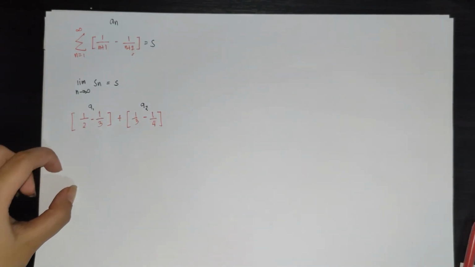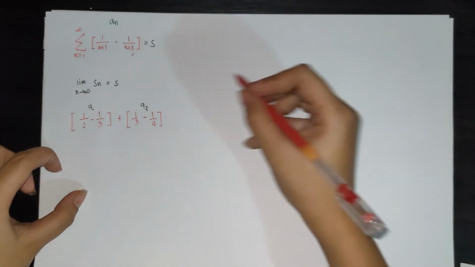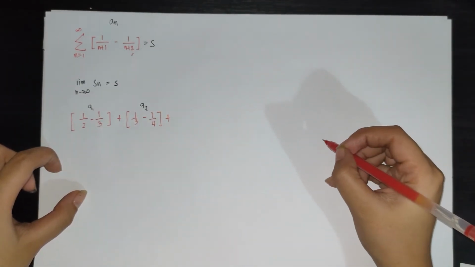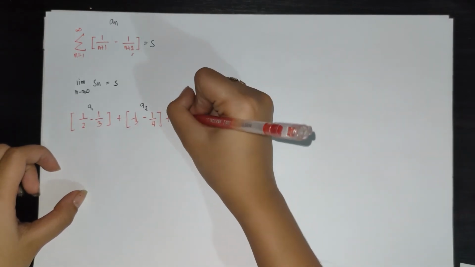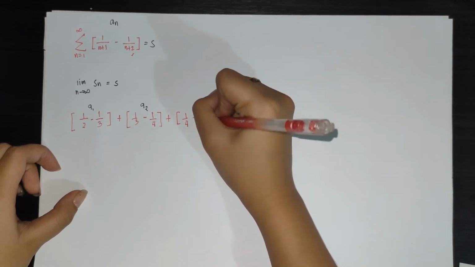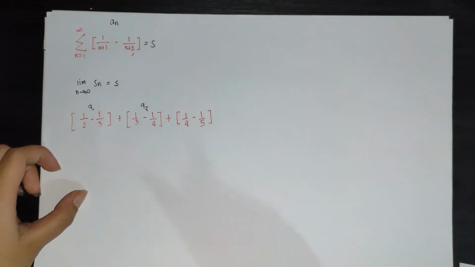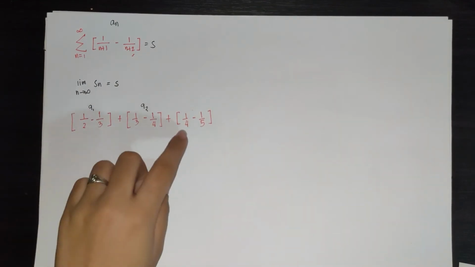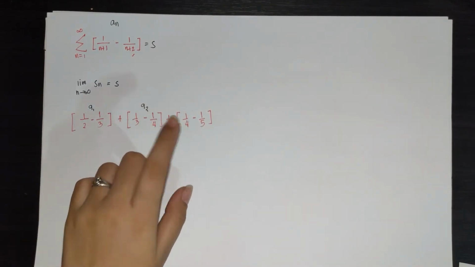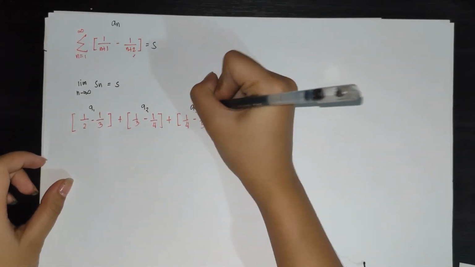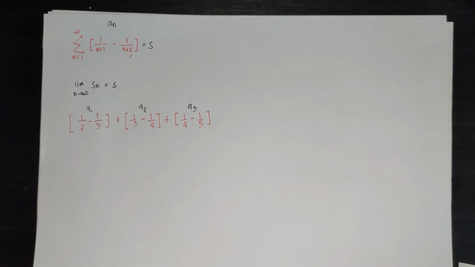So let's find the third term. So 3 plus 1 is 4, and 3 plus 2 is 5. So this becomes 1 over 4 and 1 over 5. And so this is a sub 3. And then this will keep going.